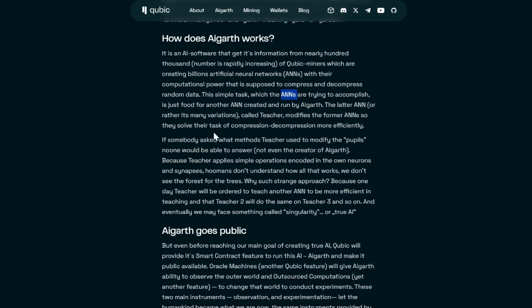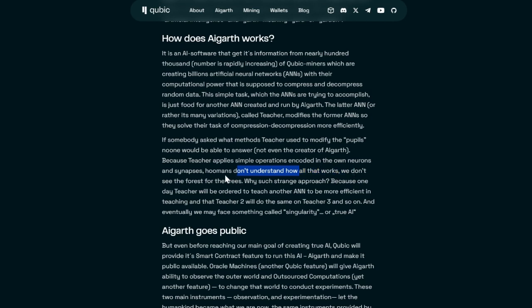If somebody asked what methods Teacher used to modify the pupils, no one would be able to answer, not even the creator of Aigarth, because the teacher applies simple operations encoded in their own neurons and synapses. Humans, he always writes humans as humans in his own funny way. Don't understand. That's how I definitely know this is written by Sergey Ivancheglo, by the way. Don't understand how all that works.